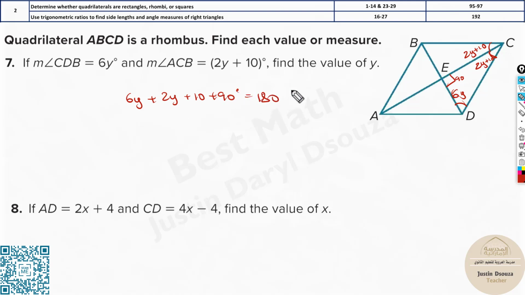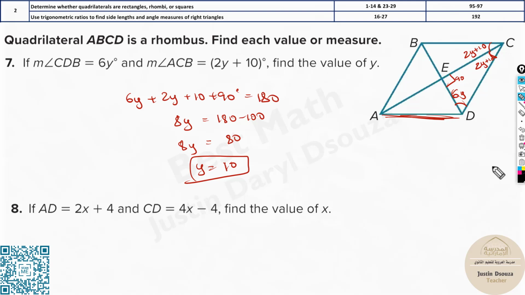Now you can just put this entirely in the calculator and solve as well. But I'll just solve over here in detail. 6y plus 2y is 8y. 90 plus 10 is 100. So I'll just take 180 minus 100 to the other side. And over here we have 80 and 8y. Y will be divided by 8 on both sides. It's 10. Now what about this? AD is over here.